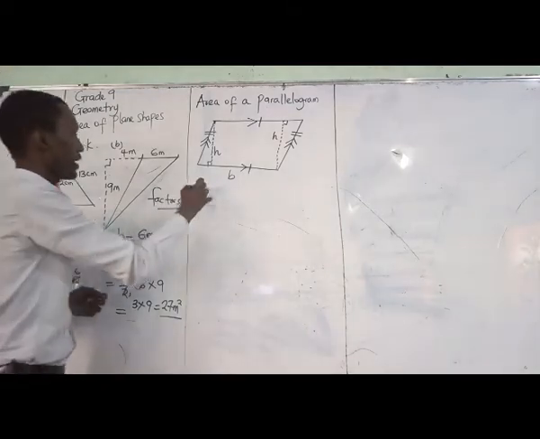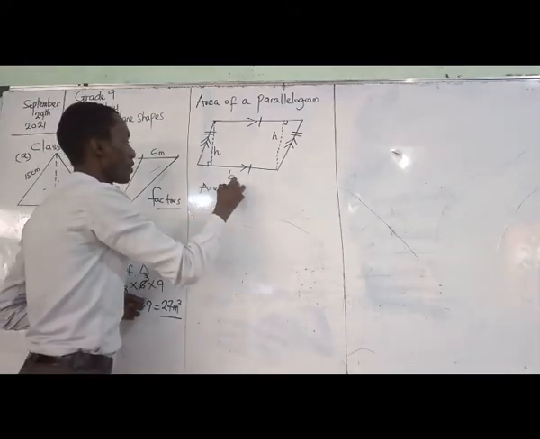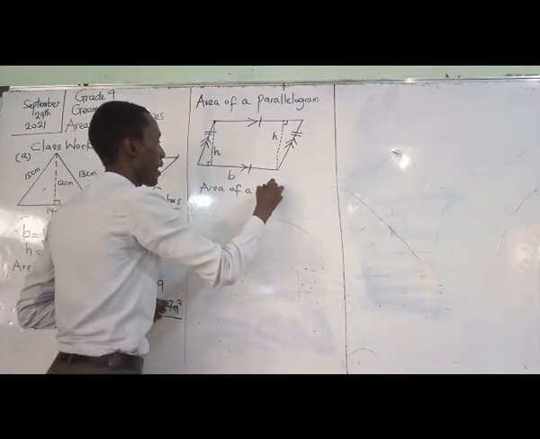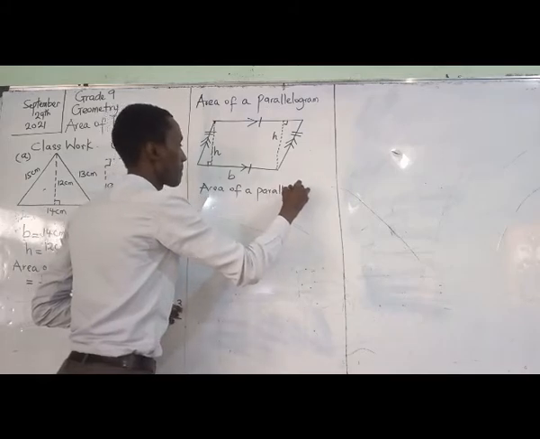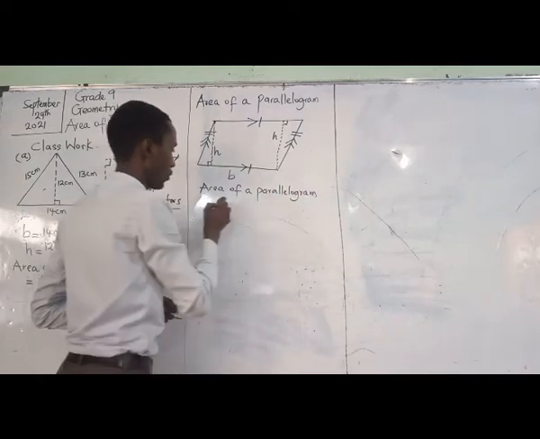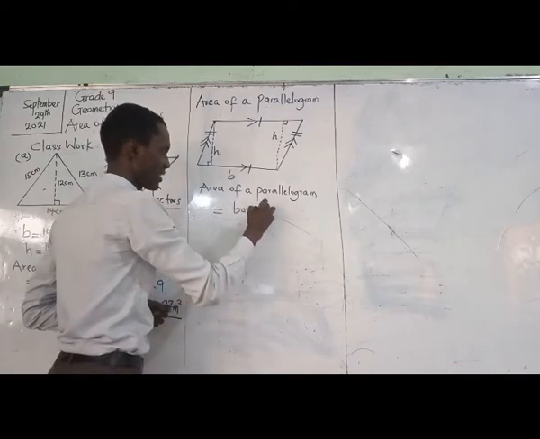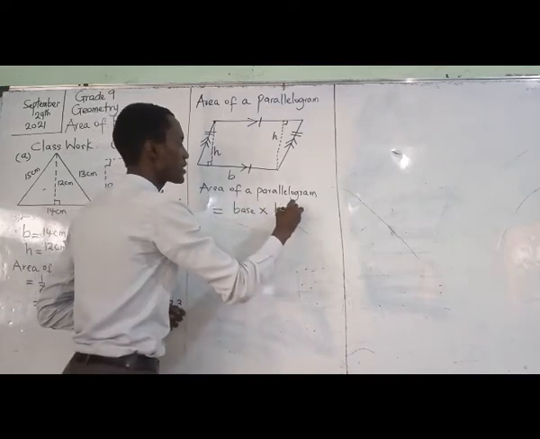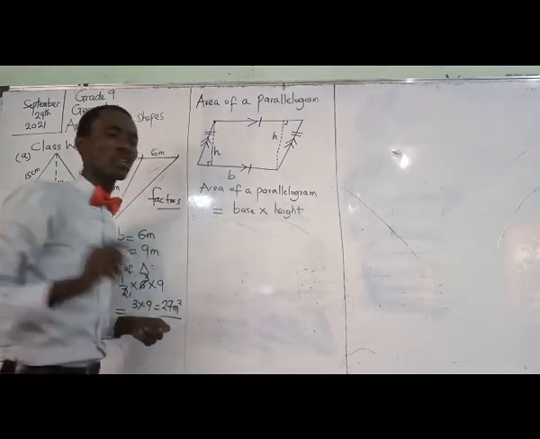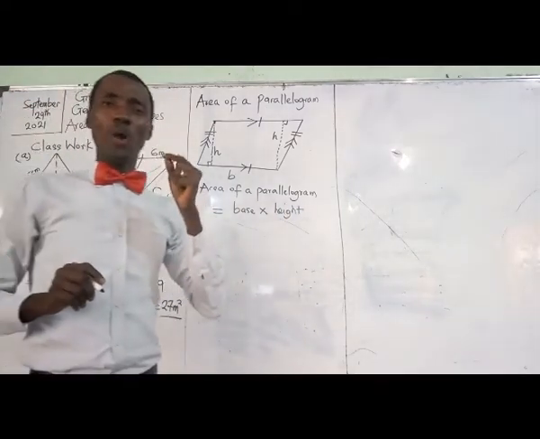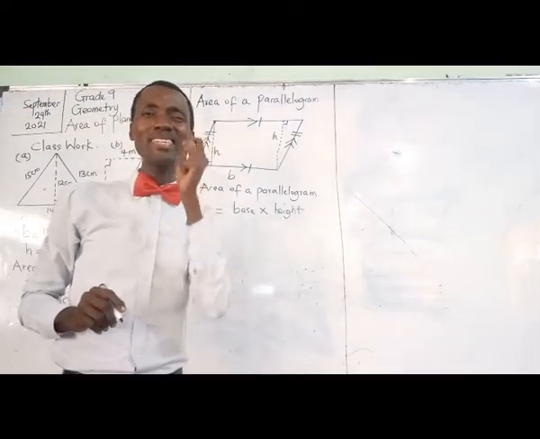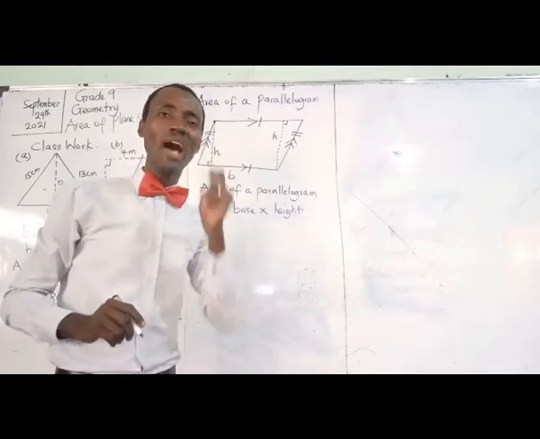And what's the area? The area of a parallelogram will be equal to the base times the height. Please bear in mind that anytime we mention height, we refer to height as the perpendicular height.